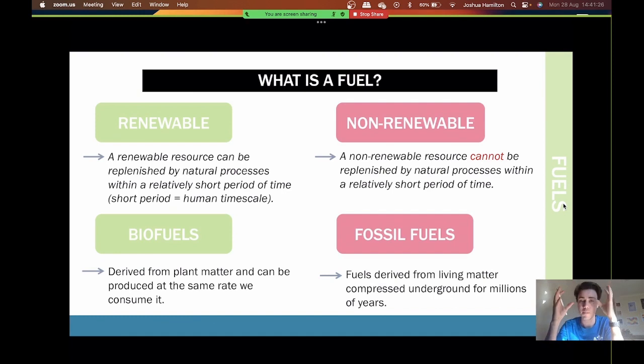You need to be able to break them up into subcategories. Renewable, non-renewable. I'm hoping at this point in time, you know what these are. So renewable can be replenished. I always like to think of it as a renewable resource can be created quicker than we use it. Non-renewable cannot be created quicker than we use it. Biofuels versus fossil fuels, they kind of just fall into their own categories under renewable and non-renewable. It's pretty straightforward content.